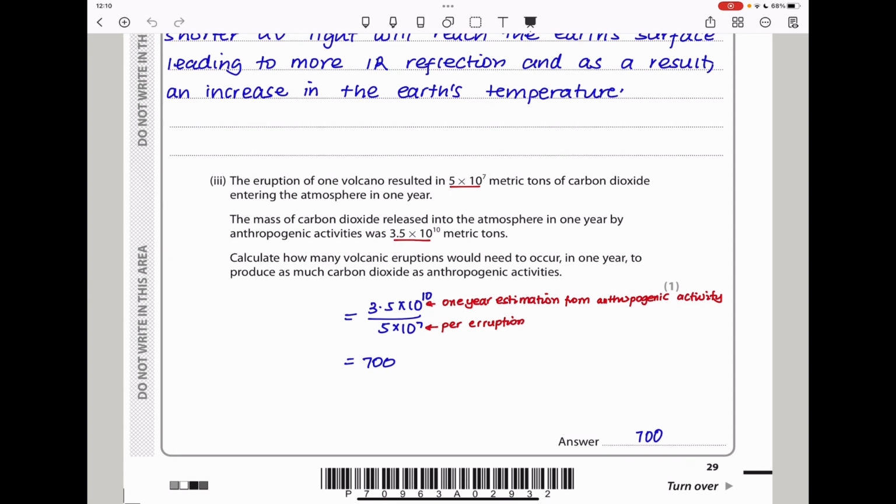So down here they say, the eruption of one volcano resulted in 5 × 10⁻⁷ metric tons of carbon dioxide entering the atmosphere in 1 year. The mass of carbon dioxide released into the atmosphere in 1 year by anthropogenic activity is 3.5 × 10⁻¹⁰ metric tons. Calculate how many volcanic eruptions would need to occur in 1 year to produce as much carbon dioxide as anthropogenic activity. If each volcano creates that, it means this divided by that should tell you how many volcanoes will be required. So when I did that division, I got 700. So we will need 700 volcanic eruptions to release the same amount of CO2 into the atmosphere like that released in 1 year.